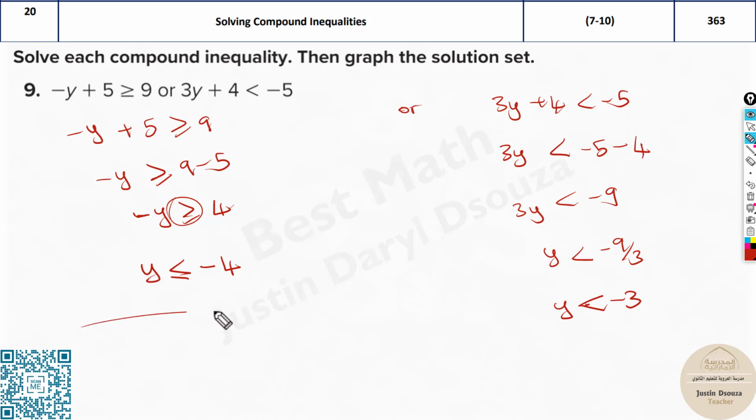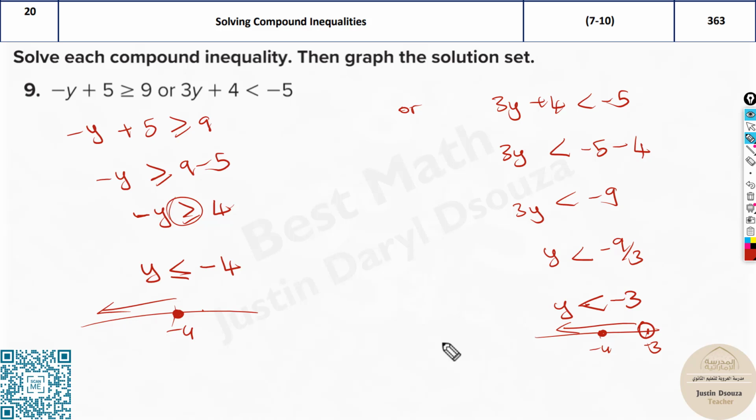Let me graph this up. Let's imagine this is minus 4. All the solutions are the points within minus 4. What about this? Y is less than minus 3. If this is minus 3, sorry, that can't be minus 3. Let's consider that to be minus 4, which was over here. If this is minus 3, we have to take a point over there and everything less than that. Now for an 'or', we are not looking at only the overlapping region. We are just taking all the region, whichever is possible.